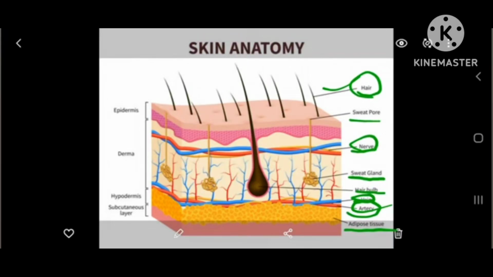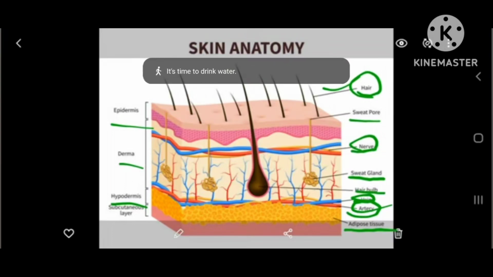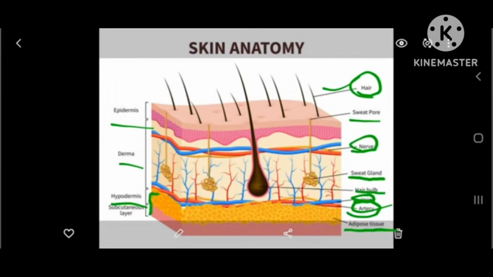Next, the layers of the skin. There are basically three layers of the skin: the epidermis, dermis, and hypodermis. The hypodermis is also known as subcutaneous tissue. In this image, you may be able to see the hypodermis and subcutaneous tissue differently, but it is one single layer only. Let us talk about the epidermis.